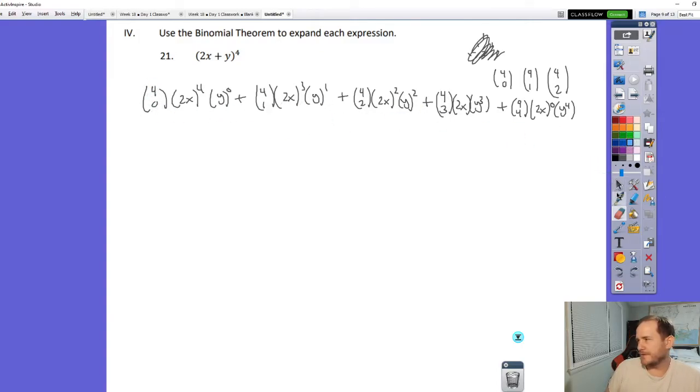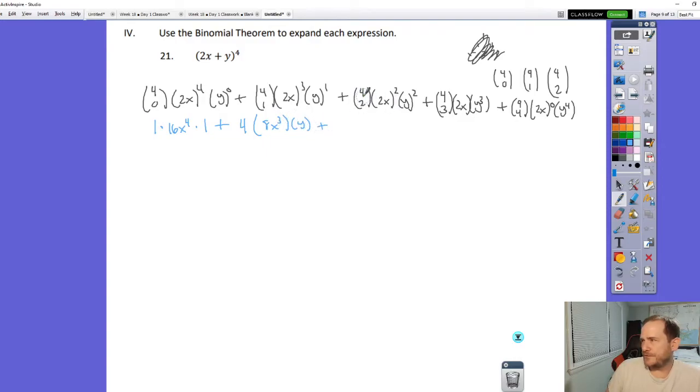All right, now what? Evaluate. We know that 4 to the 0 is 1. That's a 1. We know this is 16x to the 4th. And we know that anything to the 0 is another factor of 1. 4 to the 1, we know that. 4 to the 1 we should know is 4. And then we get 8x cubed. And then we get a factor of y.